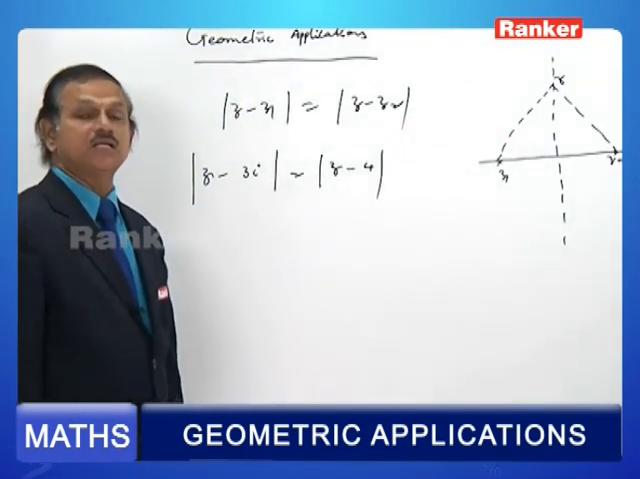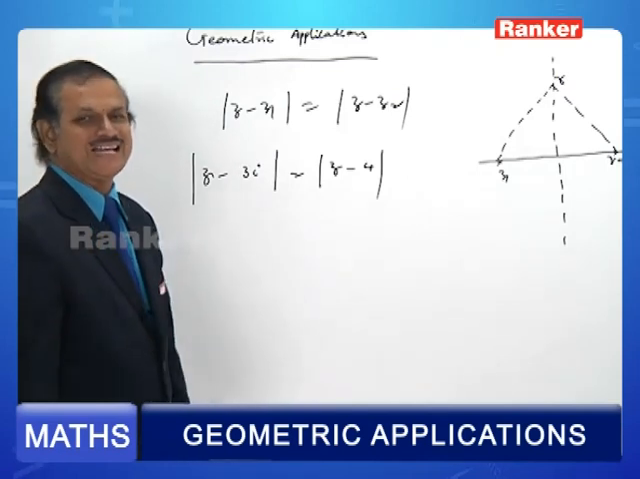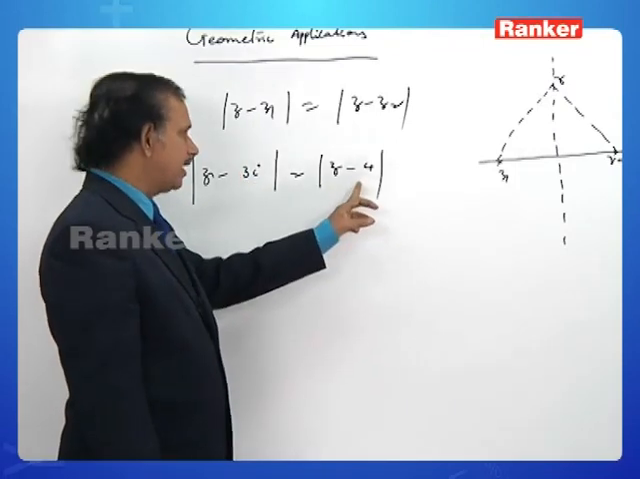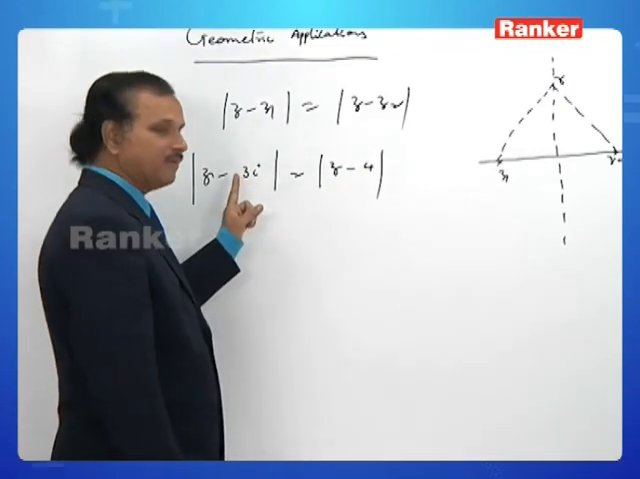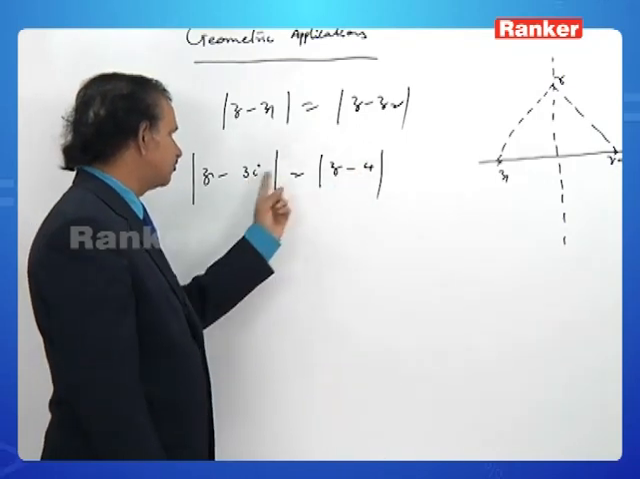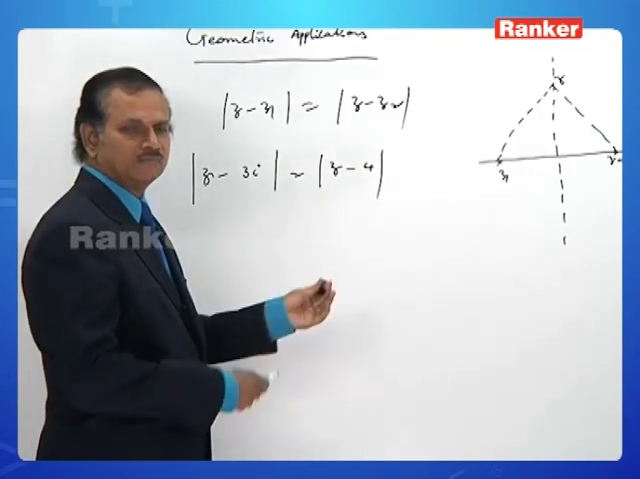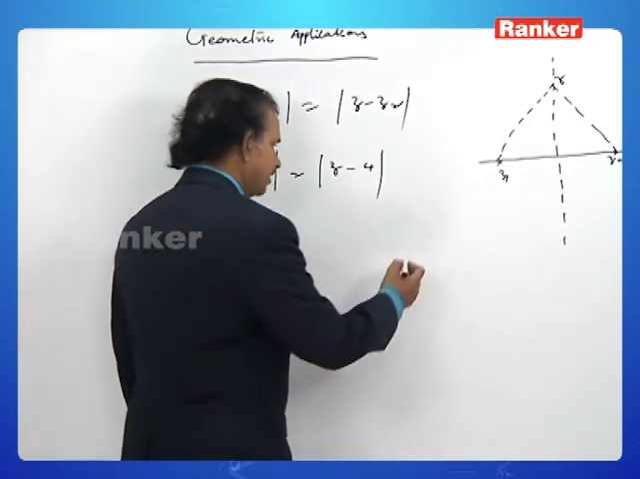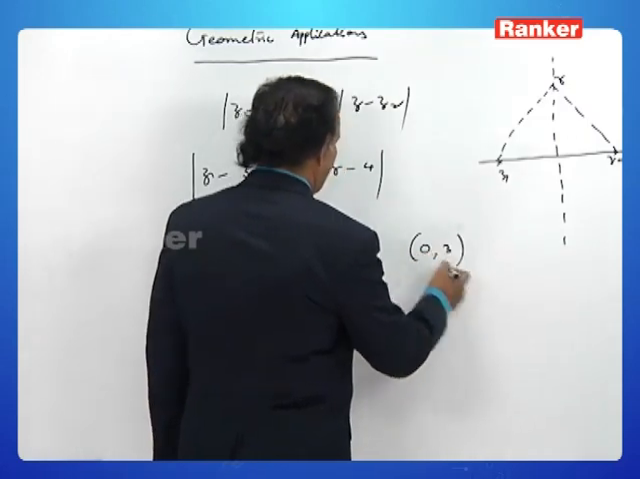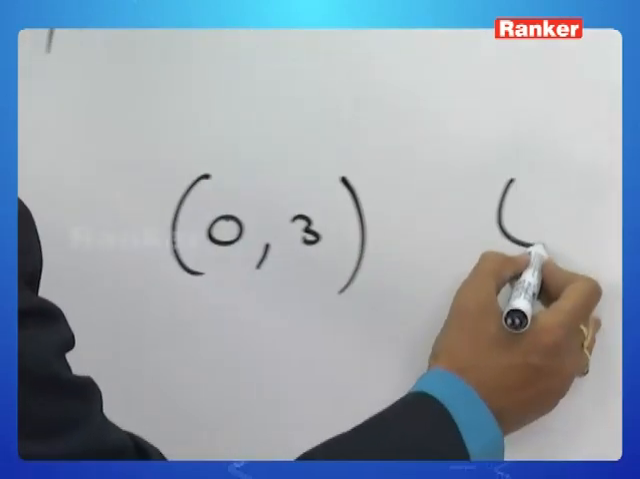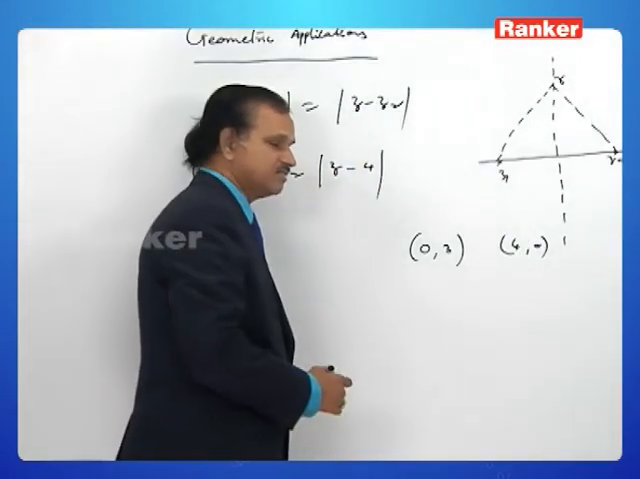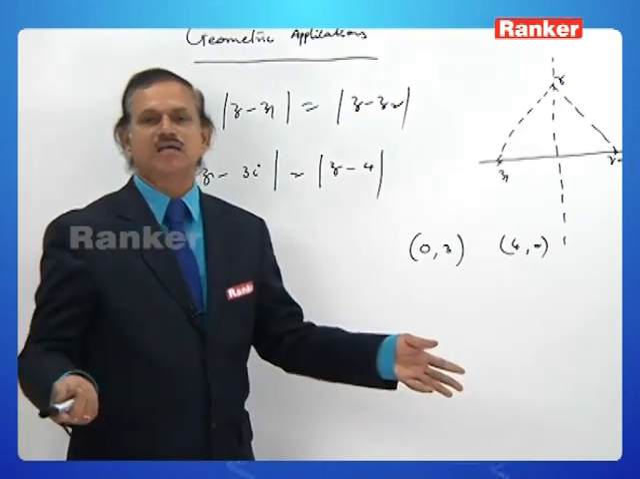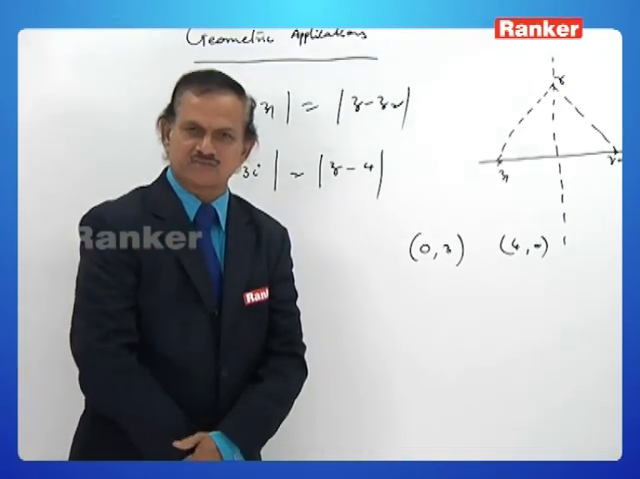How to trace the answer immediately without any unnecessary calculations? Z minus Z1 is equal to Z minus Z2. It is just nothing but the perpendicular bisector of the segment joining these 2 points. What do you mean by 3i? 3i is the complex number 0, 3, isn't it? And what is this complex number 4? It's just nothing but 4, 0. What is the perpendicular bisector of this? You just calculate. That is just nothing but the locus of Z required.